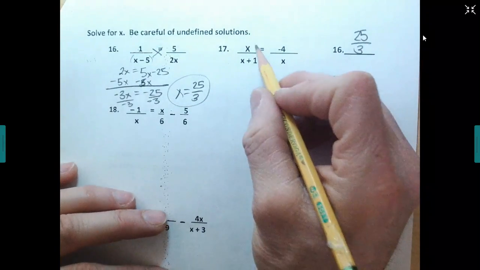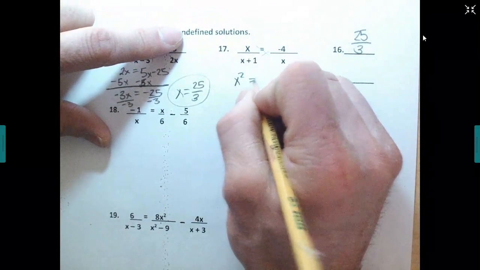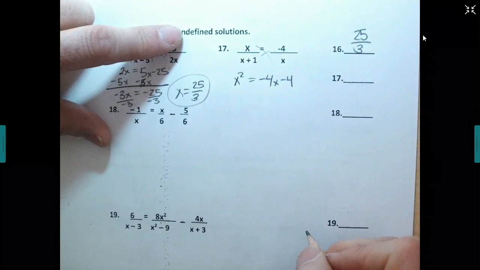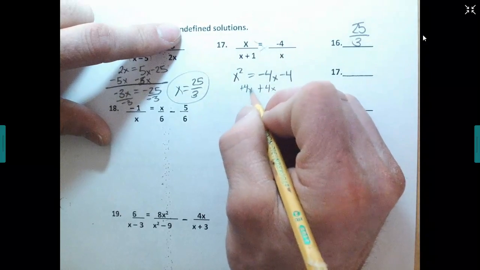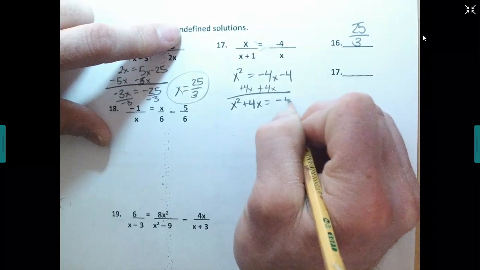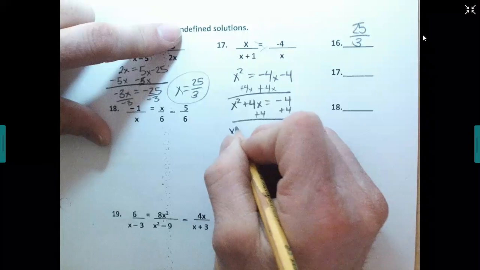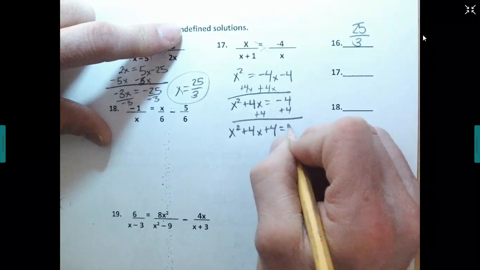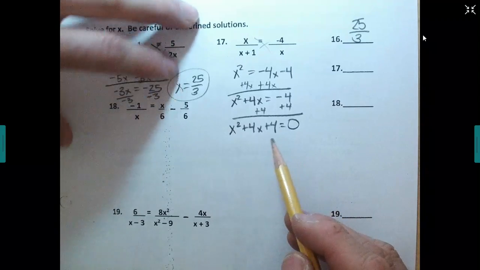Okay, same thing here. I'm going to cross multiply. X times x is x squared. And then negative 4x minus 4. I'm going to bring these over, plus 4x. X squared plus 4x equals negative 4. Add this 4 to both sides. X squared plus 4x plus 4 equals 0. Don't forget to have an equal sign, so I have to maintain that.